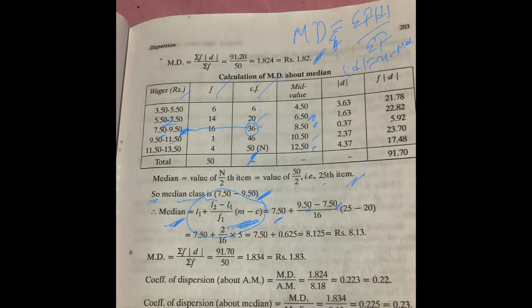Again L1 is 7.50. Now your F1 is the frequency of the class where your median lies. See, the frequency is 16, where your median class lies. So 16 is your frequency. M is your 25, you have already calculated here. And this 20, your C is the cumulative frequency preceding the class where the median lies.